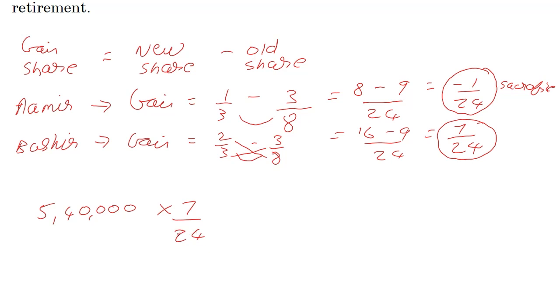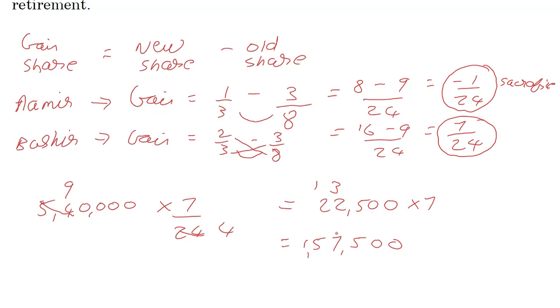We get 90,000 upon 4, which is 45,000, and then 22,500. 22,500 into 7, which we have to calculate. It's a little bit of a headache, but I'm sure you can manage. 7 fives are 35, 5 carry 3, 7 twos are 14, and we get 17, 7 carry 1, 7 twos are 14, plus 1 is 15. So this is our final answer.